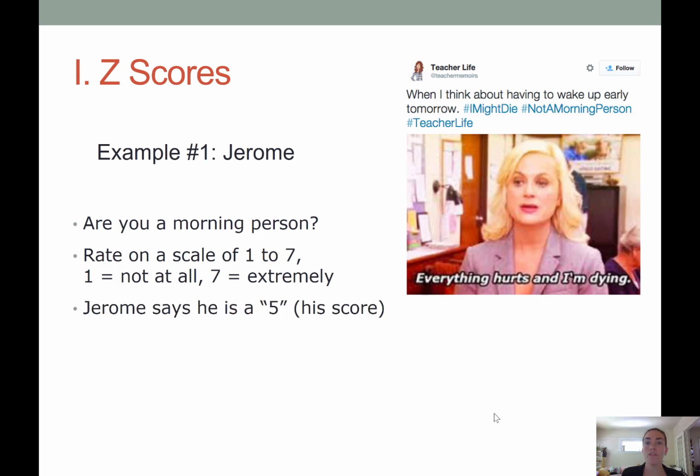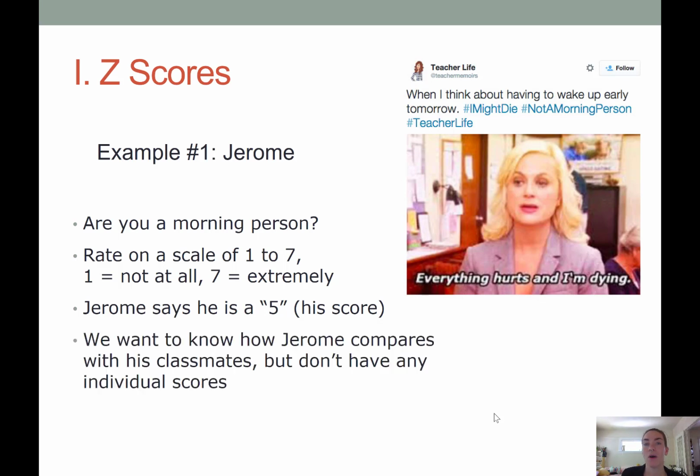So one of our participants, Jerome, reported that he is a 5 on this scale. So he is pretty much a morning person, maybe not all the way gung-ho about it. So in this case, we want to know how Jerome compares to his classmates, but we don't have any individual scores. So if we don't know how his classmates reported, then how could we know if Jerome's score is if he's more or less of a morning person than his peers?